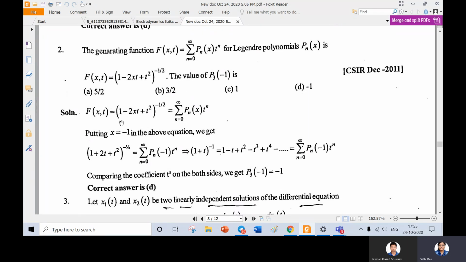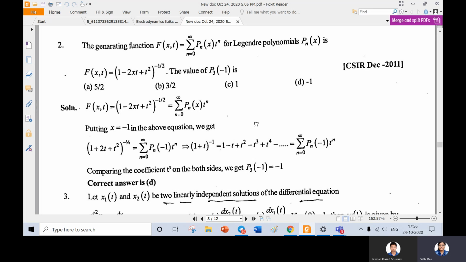So first of all, you can write this f(x,t) as the sum of n equals 0 to infinity P_n(x) t to the power n, and the value of this is (1 minus 2xt plus t square) whole to the power minus half, as given in the question. Now look here, they are asking you to find the value of P3 at minus 1. So for the x value, you put x equals minus 1 in the above equation. So you will get 1 plus 2t, because 2 into minus 1 will become minus 2, and into minus 1 will become plus 2. So (1 plus 2t plus t square) whole to the power minus half, and it is the sum of n equals 0 to infinity P_n of minus 1 in place of x, into t to the power n.